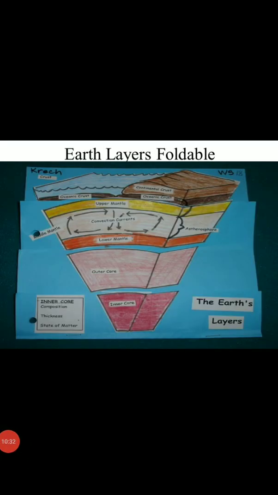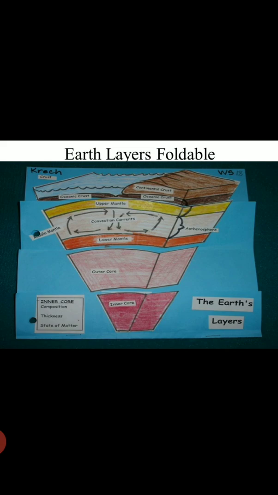So children, in this topic we discussed the layers of the interior of the earth. First, there is the crust. The crust is made of oceanic crust and continental crust. The continental crust is 35 kilometers, and the oceanic is 5 kilometers. We also learned Sial and Sima. Sial means silica and alumina, and Sima means silica and magnesium.